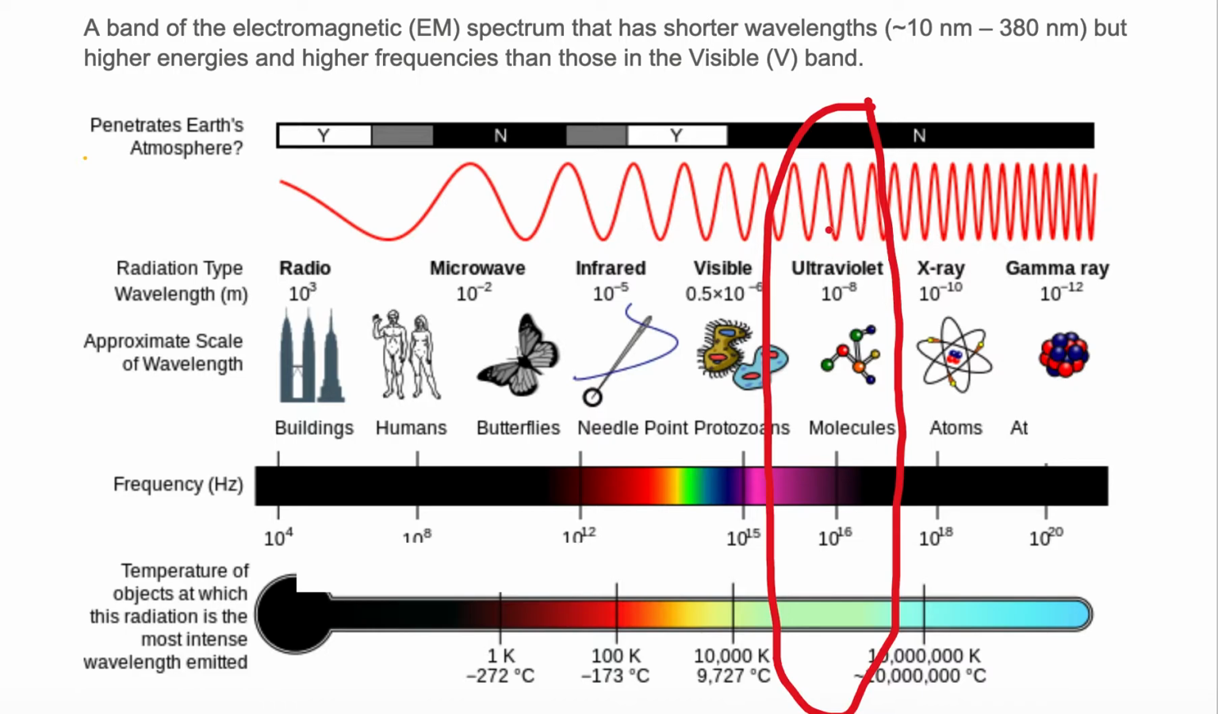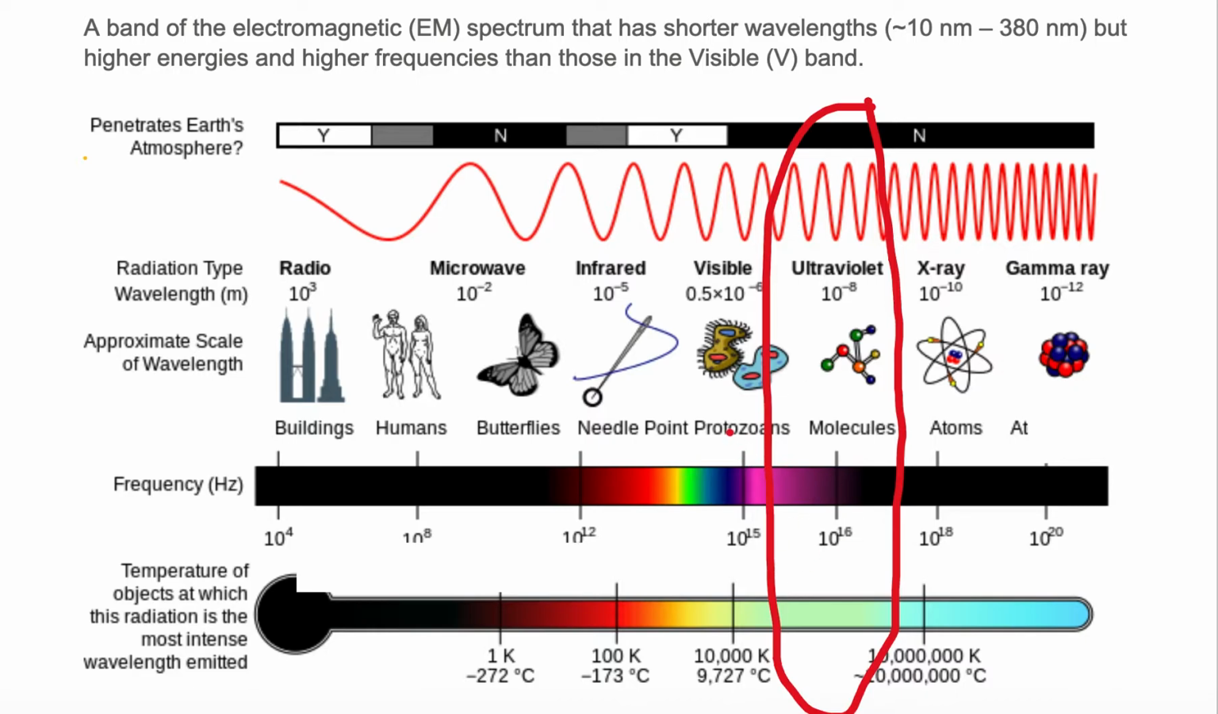So they're much shorter wavelengths than the visible band, but if you look at the frequencies, we have much higher numbers than in the visible band. Therefore, the frequencies are higher, and therefore the energies of this radiation type are higher.